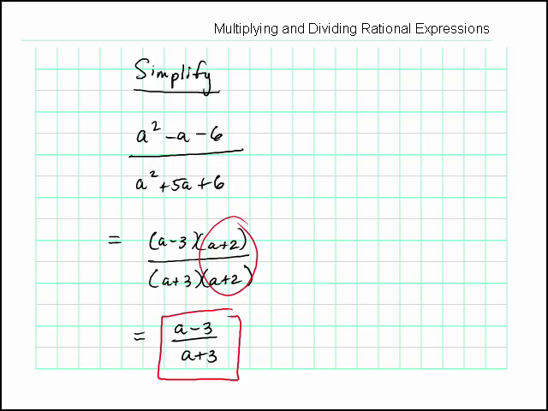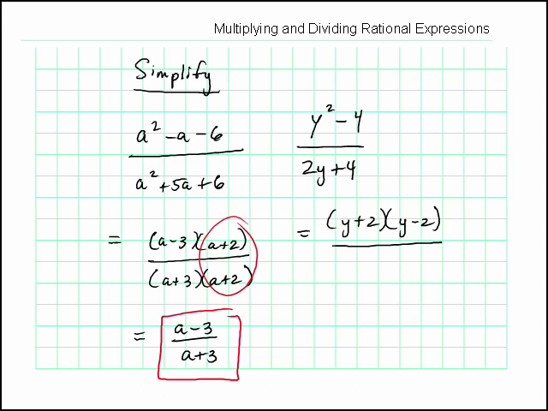Okay, let's take a look at this one. Y squared minus 4 over 2y plus 4. Once again, I'm going to factor everything first. We have a difference of squares in the numerator, so that's y plus 2, y minus 2. In the denominator, I can factor out a 2, and that leaves me with y plus 2. Everything is factored. I can now reduce. That reduces to 1 there, and I'm left with y minus 2 over 2. And I'm done. There's my answer.